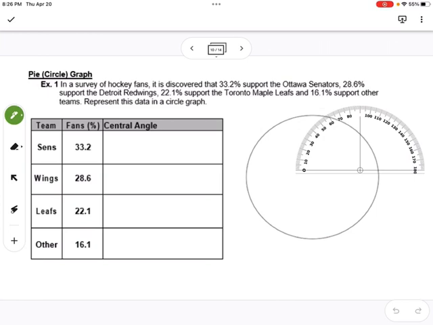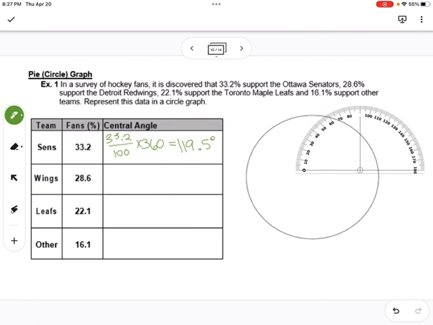Okay, so it's giving us percents. We're going to need to figure out how many degrees in a circle this represents. So the way we can do this is taking our percent, we're going to turn that into a decimal, and we need to multiply it by the number of degrees that are in the circle. So within a circle, there are 360 degrees. So this is 33.2 divided by 100 times 360. So this first one is going to be 119.5 degrees of the circle.